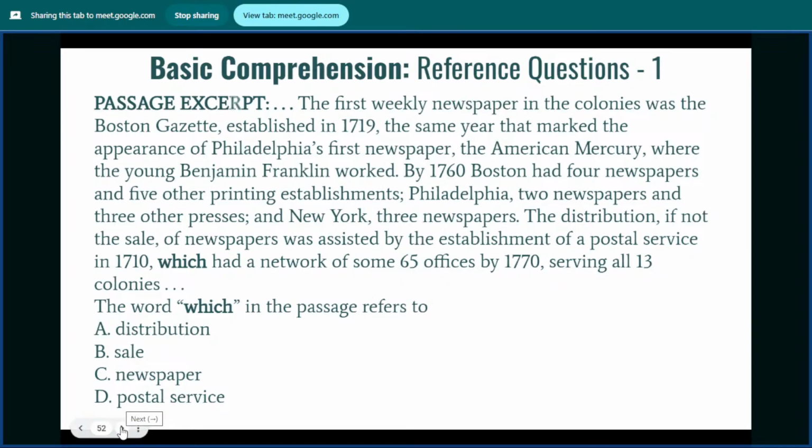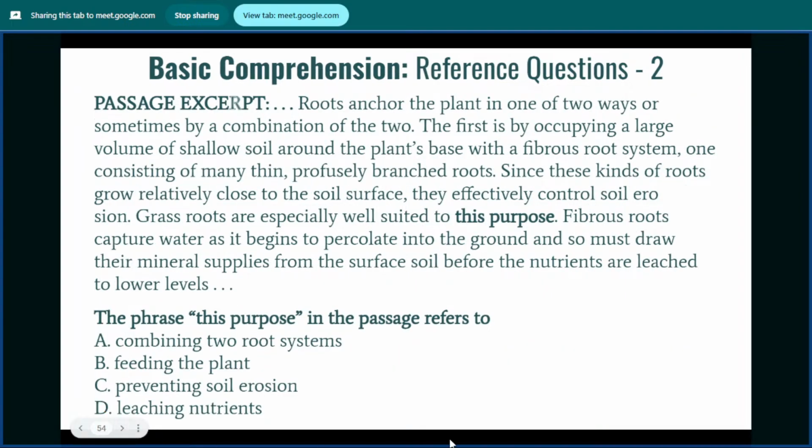Okay. Let's try one on your own now. Try this one. Now understand this. The words which will be given in the options will not be direct. They will be paraphrased many times. Okay? So make sure you understand the paraphrasing also.